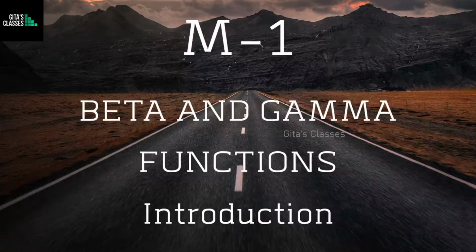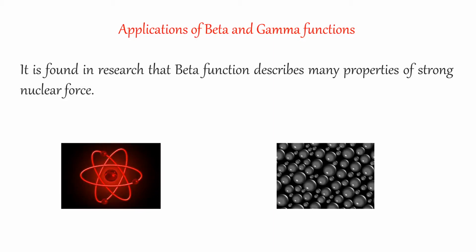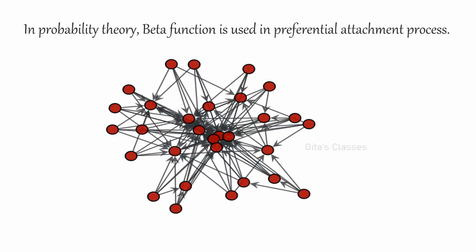So now we are going to see another interesting topic, beta and gamma functions. In this, first let us see some applications of beta and gamma functions. It is found in research that the beta function describes many properties of the nuclear force, the strong nuclear force.